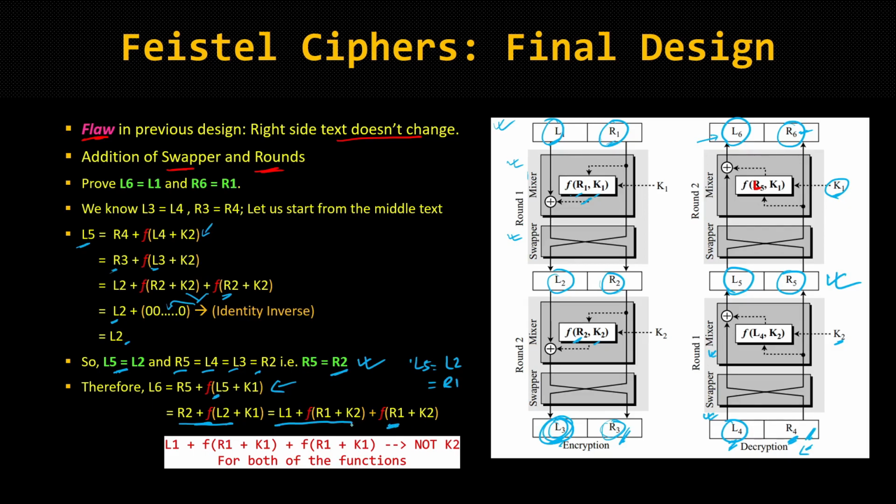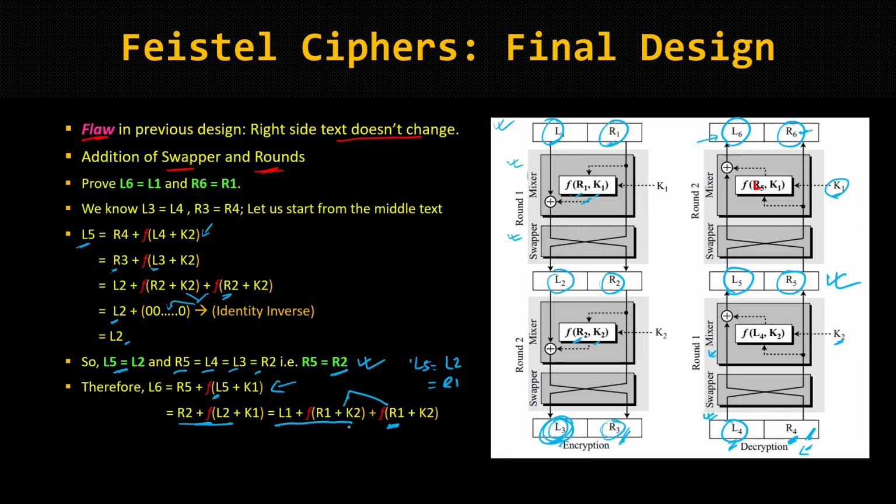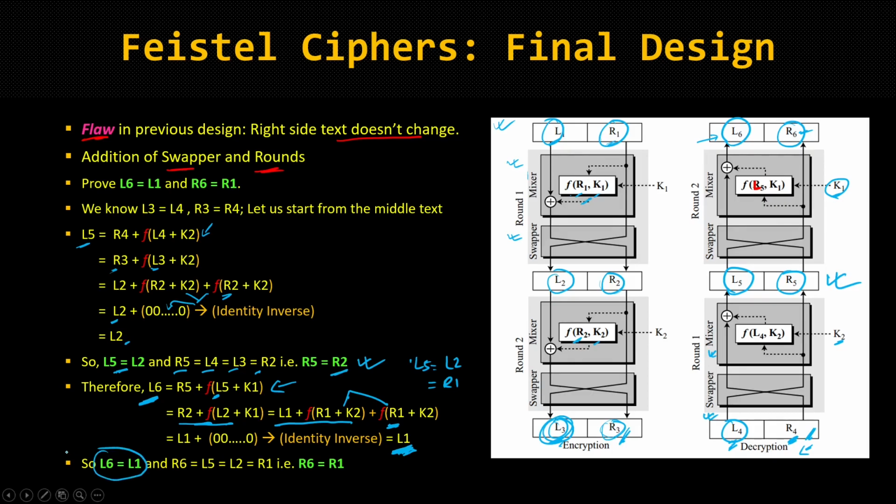So now from this, you can see there are the same elements. So we can use the identity inverse to cancel them out, and we get something like this. And when we use the identity element with another element, we get that element from which we use the identity element, right? So that is what we get here, L1. So here you can see L6 is equals to L1, which we have proven.